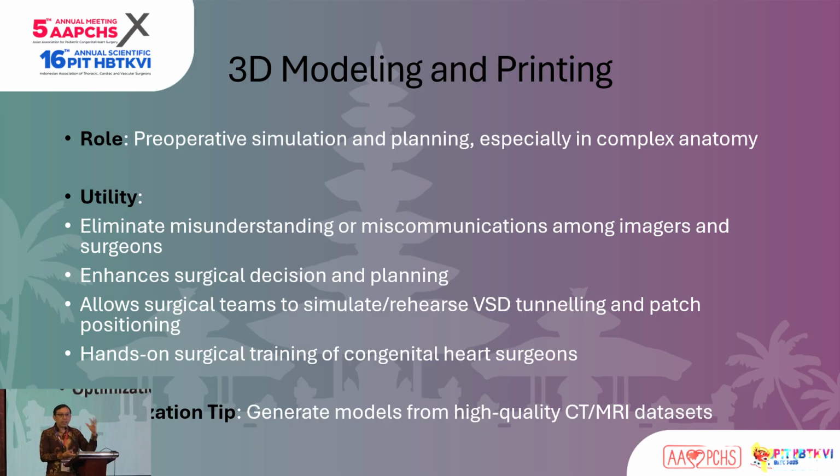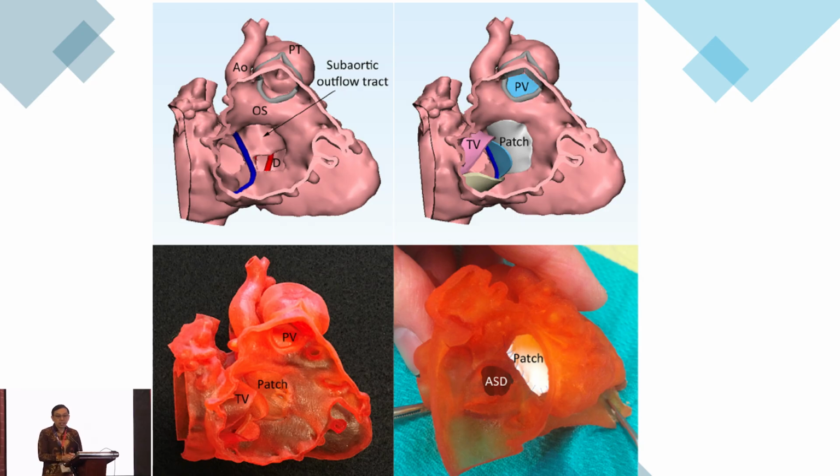The cardiologist can then correlate the model with what they see on 2D echo. And then for us, we can plan our surgery much better because a lot of misunderstanding can arise, especially with the definitions. So hence 3D model allows us to plan better, allows the surgical team also to rehearse the VSD tunneling, decide on how to cut the patch if you want. And also, like this meeting, allows hands-on surgical training for congenital heart surgeons. So this is how it looks like. This picture was taken from a Toronto paper. It looks at the VSD, the double outlet right ventricle, and how they do a patch.